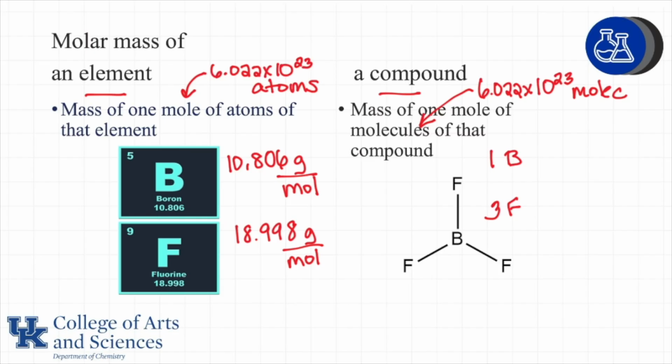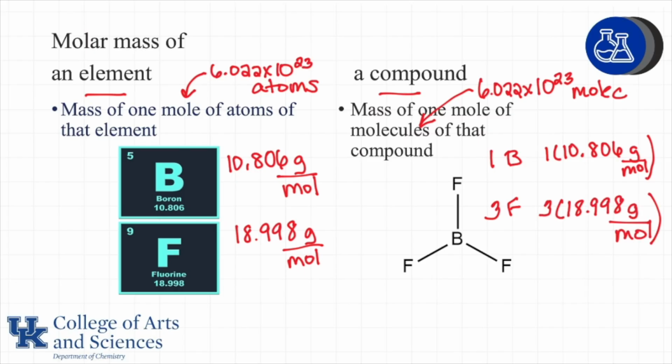And I can get the numbers for those elements from the periodic table. We have 1 times 10.806 grams per mole for the boron, and 3 times 18.998 grams per mole for the fluorine. I do the calculation and add those two numbers together, and we find that the mass of 1 mole of BF3 molecules is 67.800 grams per mole.